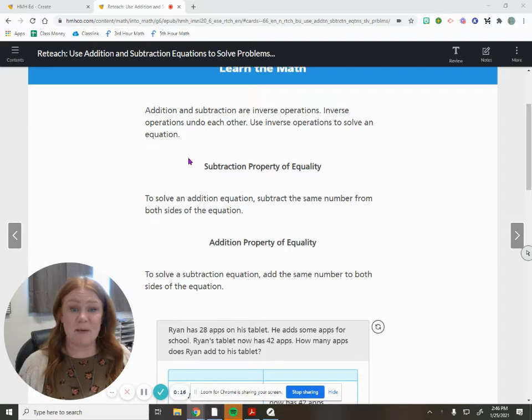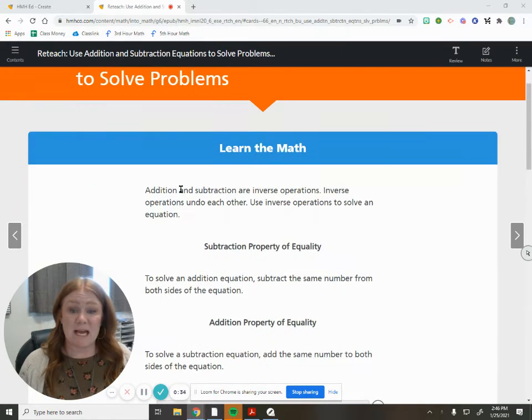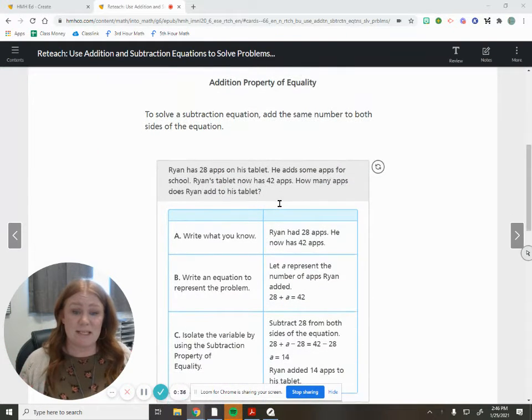So the biggest thing we need to remember is that we have to do the same thing to both sides. And we're trying to cancel out the one side to get the variable by itself. So we can use the subtraction property and the addition property of equality. What we do to one side, we do the same thing to the other, and we want to use that inverse. So let's take a look here.